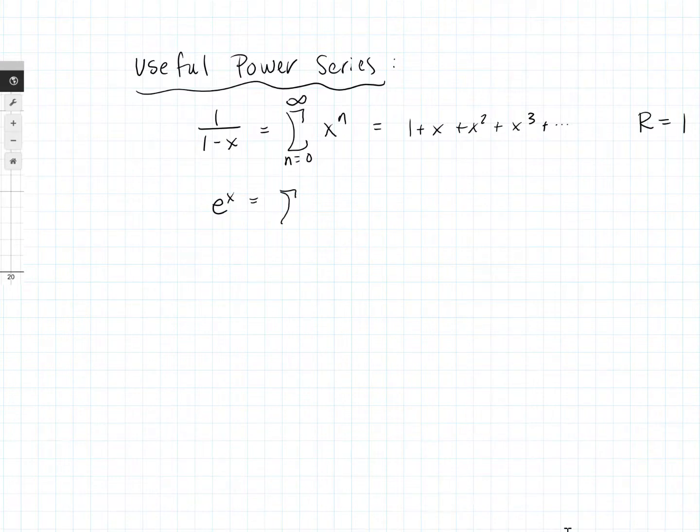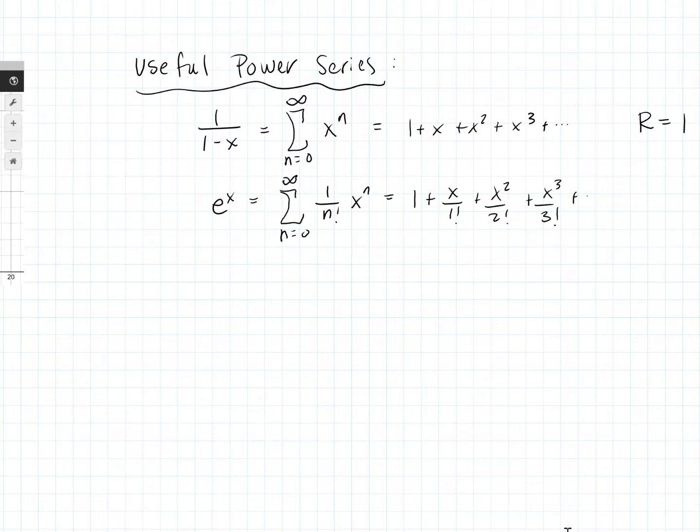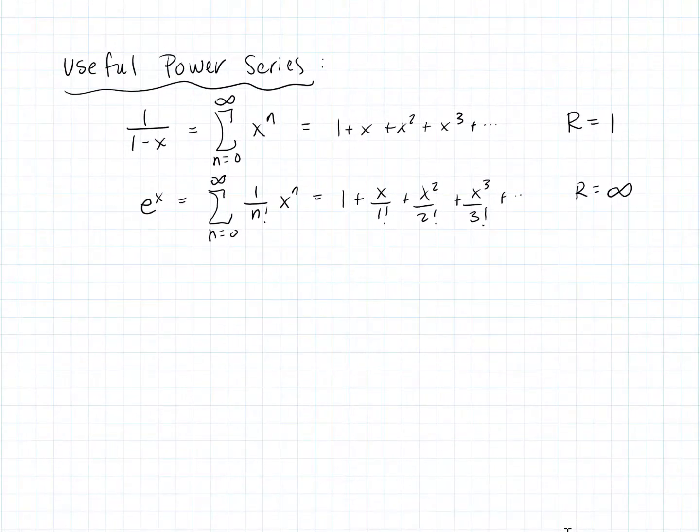Now we have another power series from n equals 0 to infinity, 1 over n factorial x to the n, which is going to be 1 plus x over 1 factorial plus x squared over 2 factorial plus x cubed over 3 factorial, and this has a radius of convergence of infinity. Now the reason that I'm listing these useful power series, and as we go on and continue to create these, is because we can use these to derive other power series.